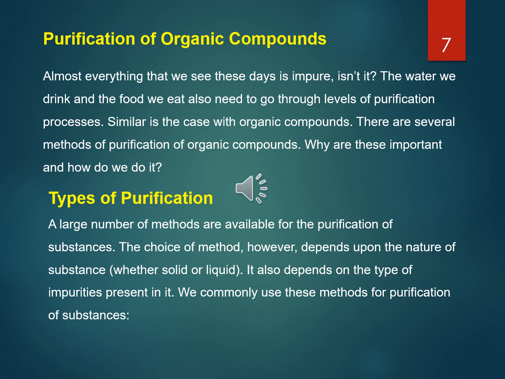There are several methods of purification of organic compounds. Why are these important and how do we do it? Let's see the types of purification. A large number of methods are available for the purification of substances. The choice of the method, however, depends upon the nature of the substances, whether solid or liquid. It also depends on the type of impurities present in it. We commonly use these methods for purification of organic substances.